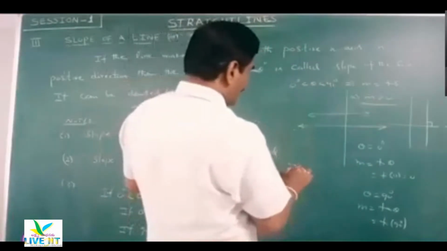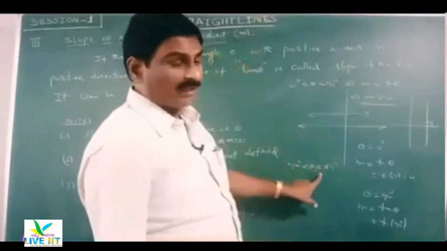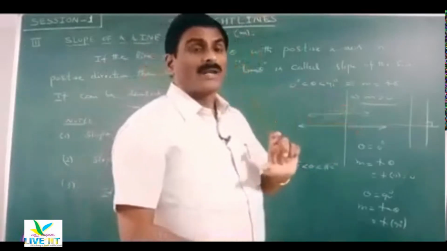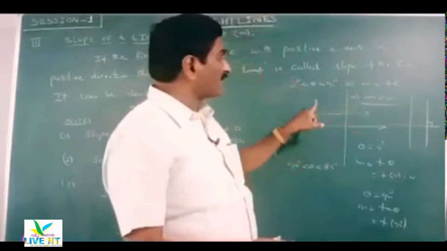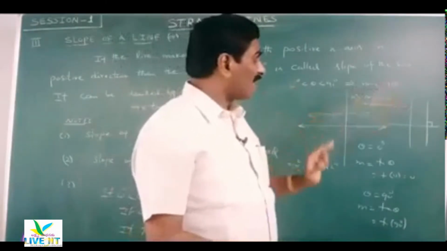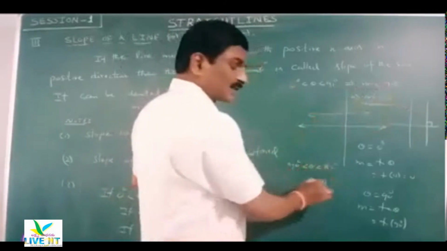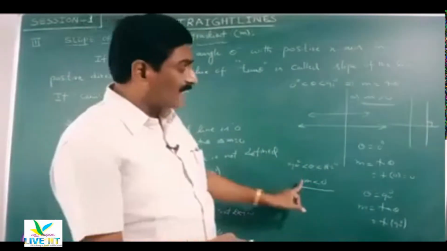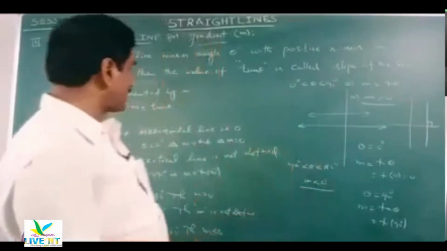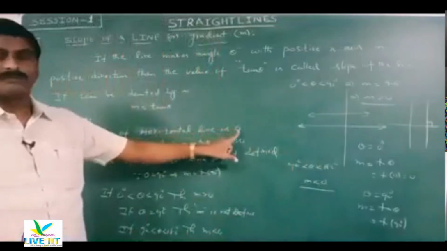If 90 degrees is less than theta less than 180 degrees, that means theta is an obtuse angle, it goes to the second quadrant. By using the All Silver Teacups rule, the tan value is negative in the second quadrant. So m is equal to tan theta, and this value is negative when 90 is less than theta less than 180. Okay, the slope is negative when m is less than 0. Please note these points. Slope of a horizontal line is 0.